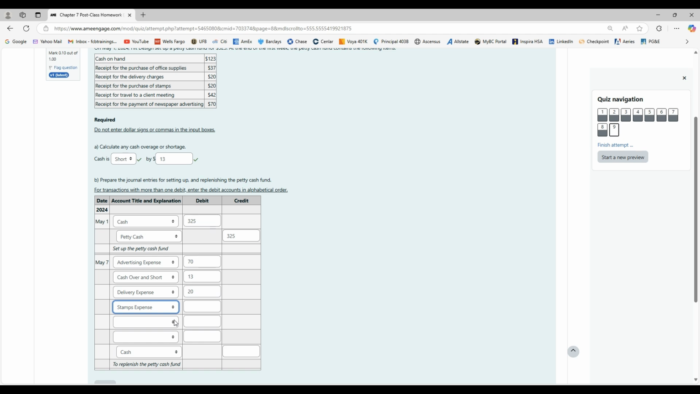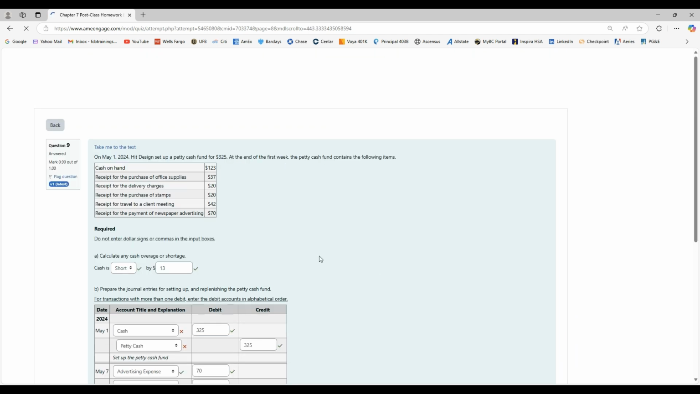Oh, are we missing something? Office. Oh, office supplies. I guess that should be next. So office supplies was 37. Stamps was 20. And travel expense was 42. All those together should be 202.